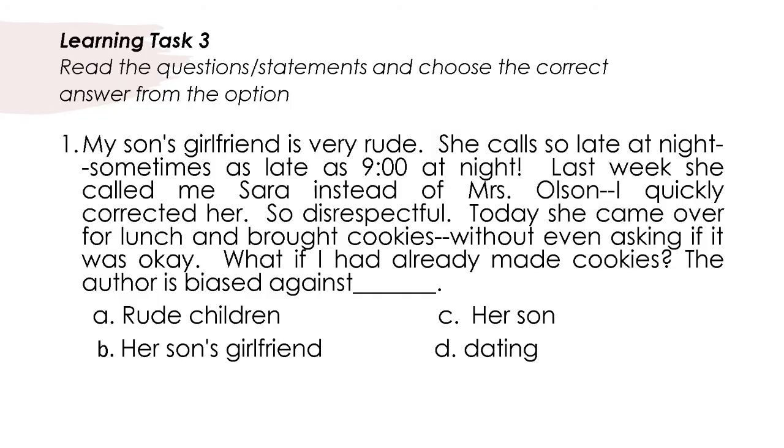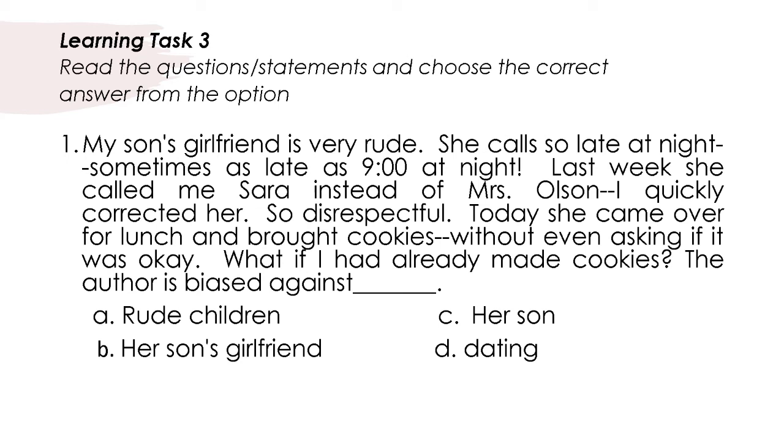Let us have the learning task number 3. All you need to do is just read the questions or statement and choose the correct answer from the options. The first one, my son's girlfriend is very rude. She calls so late at night, sometimes as late as 9 o'clock at night. Last week, she called me Sarah instead of Mrs. Olson. I quickly corrected her. So disrespectful. Today, she came over for lunch and brought cookies without even asking if it was okay. What if I had already made cookies? The author is biased against blank.